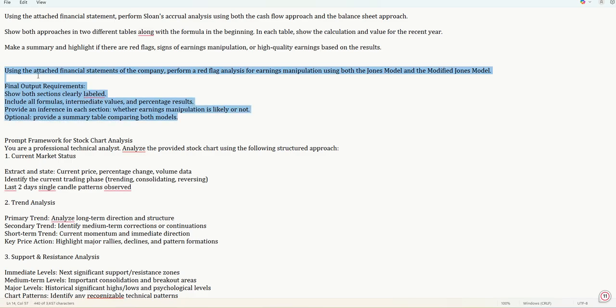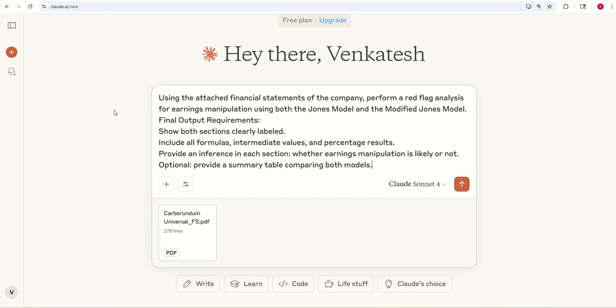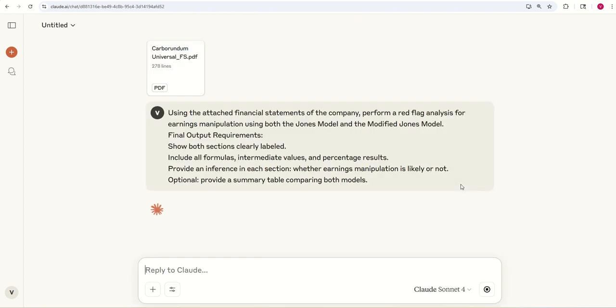The prompt goes somewhere like this: use the attached financial statements and perform a red flag analysis for earnings manipulation using both Jones and modified Jones model. The final output should be: both sections clearly labeled, all formulas, intermediate values, and percentage results, inference, and a summary of both the models, comparing both the models. And I'm going to use Claude. In Claude, I have already input the prompt and attached the Carborundum financial statements. So let us see the output.